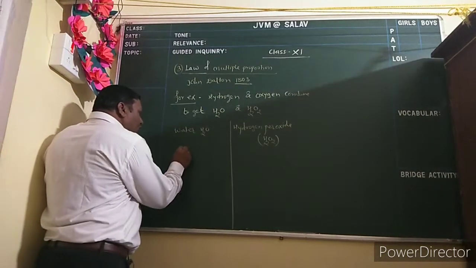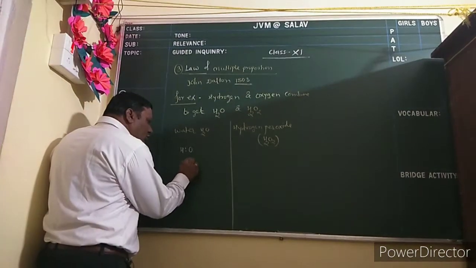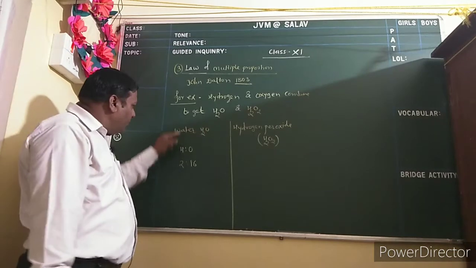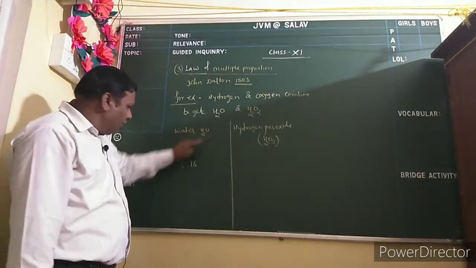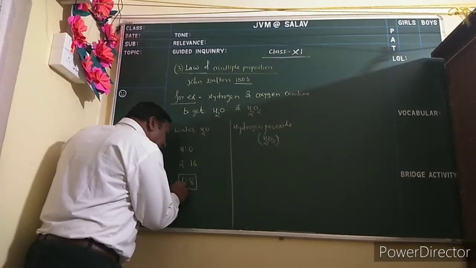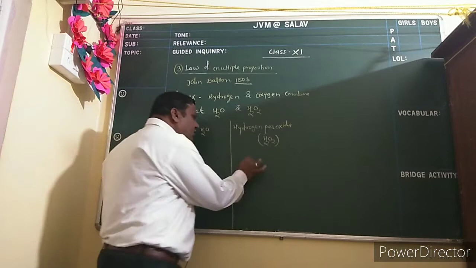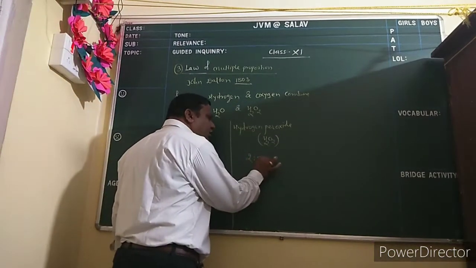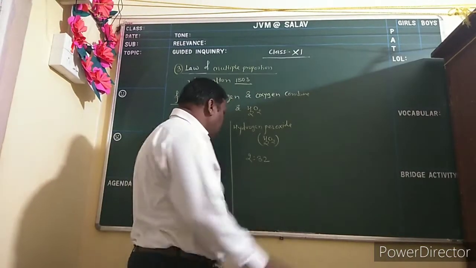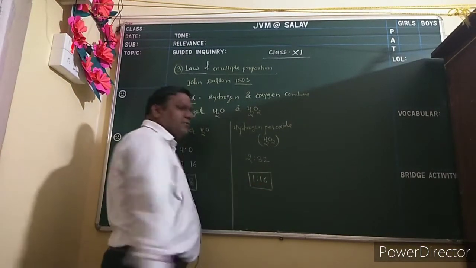So hydrogen to oxygen here is 2 to 16. How do we write 2 to 16? Understood? Because there are 2 hydrogen and 1 oxygen, so 2 to 16 means the proportion is 1 to 8. And in H2O2, hydrogen peroxide, it is 2 to 32. How is it 2 to 32? Because there are 2 oxygen. So the simple proportion is 1 to 16.